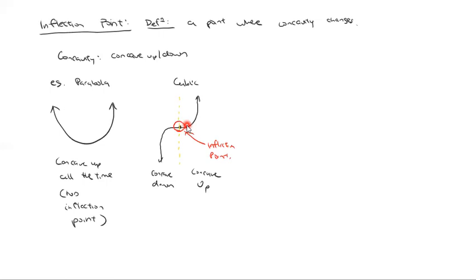I could have other cubics that look like this. And you might say something along the lines of, maybe somewhere around here. You might see it as concave down on the left and concave up on the right. And that would therefore imply somewhere around there is an inflection point.